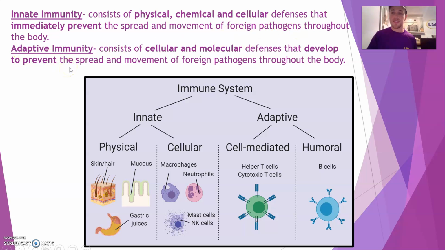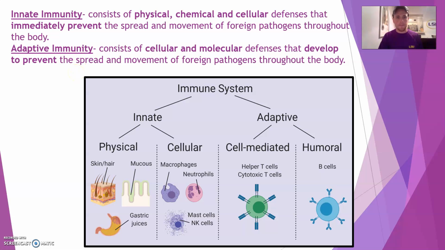The way that this contrasts to the adaptive arm is that there's not really a physical component of the adaptive arm. It's pretty much just cellular and molecular defenses. The reason it's called adaptive is because it develops to prevent the spread. It's not already there. It's not already ready to go. It has to grow into its role. That's how it contrasts to the innate system. So the adaptive arm adapts to whatever the pathogen is in a very complicated kind of system.